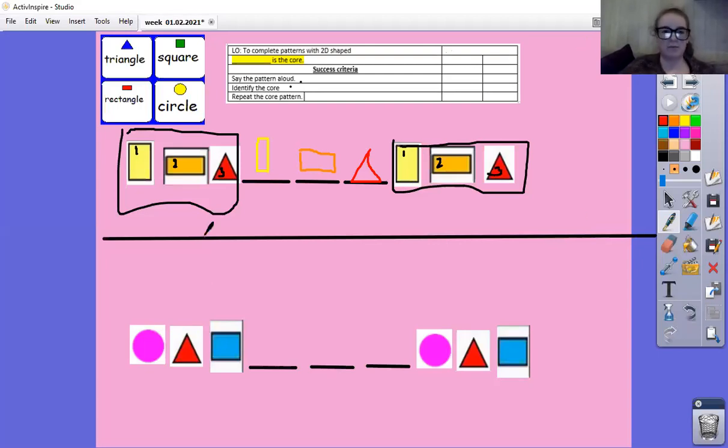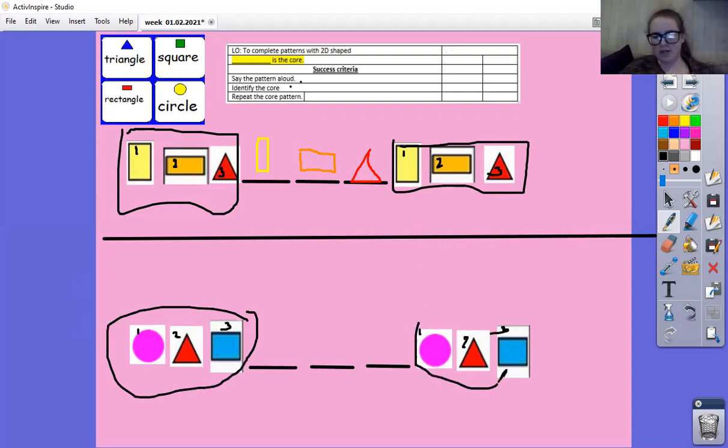So let's say the pattern out loud. We've got pink circle, red triangle, blue square, space, space, space, pink circle, red triangle, blue square. Okay, let's identify our core. Here I've got a pink circle, a red triangle, and a blue square. And here I have a pink circle, a red triangle, and a blue square. So I can see that this is the same as this. So this is my core, and this is a repetition of my core.